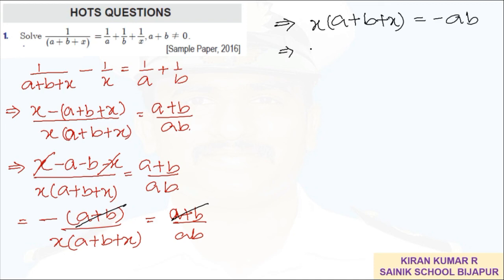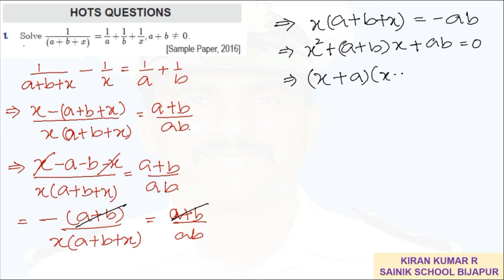Now let me simplify this. It is written as x square plus a plus b times x plus ab equal to 0. It is nothing but x plus a multiplied to x plus b. You need to recall we had learned this as a formula in class 8. X plus a into x plus b is x square plus a plus b times of x plus ab. Therefore, the value of x is negative a or negative b.